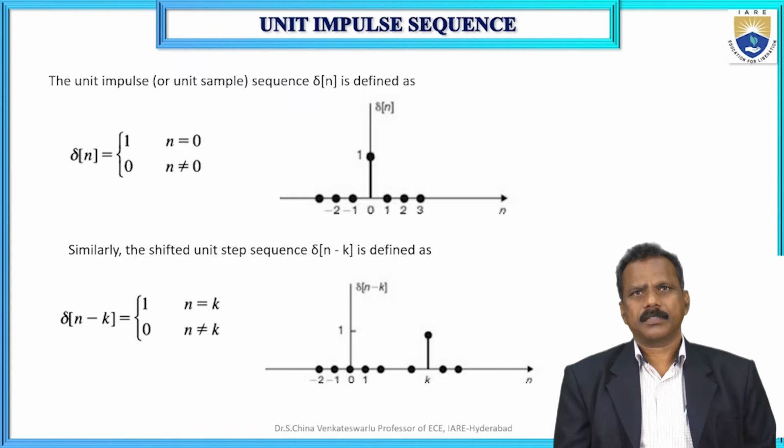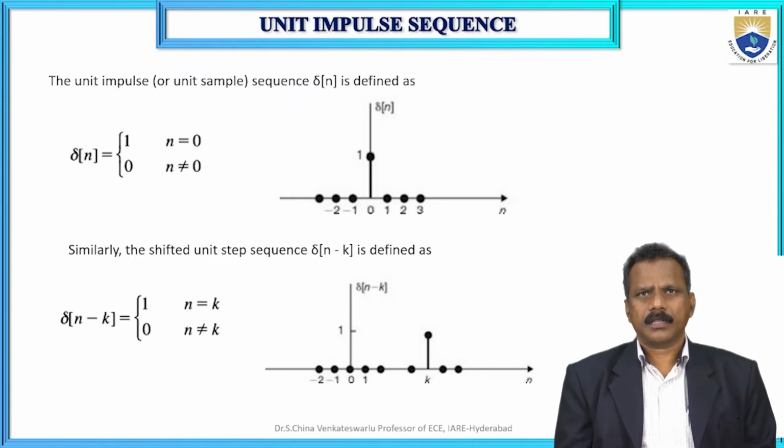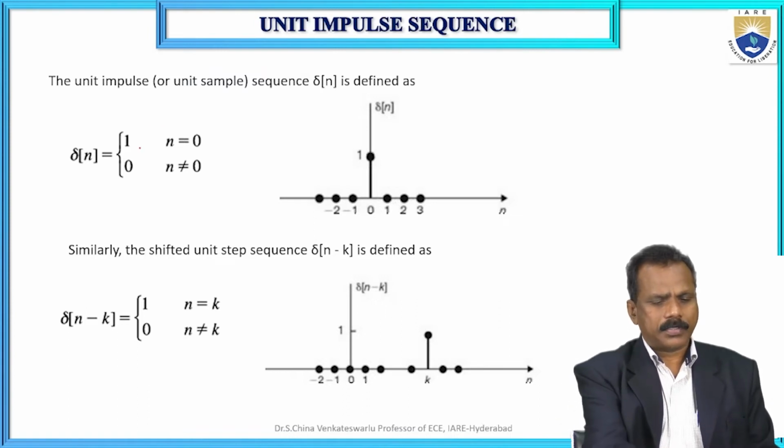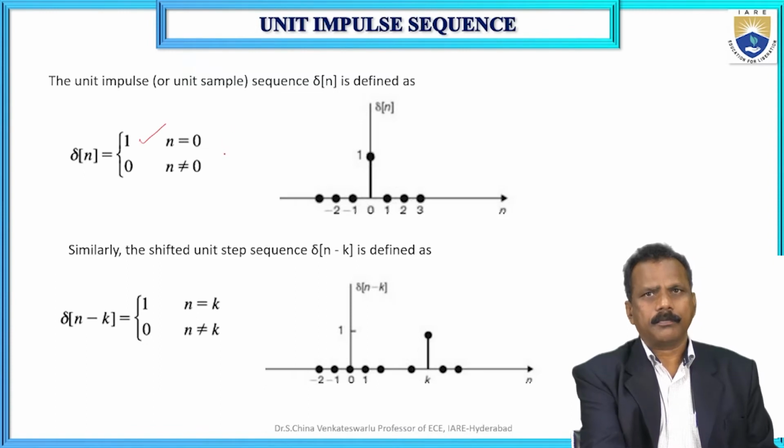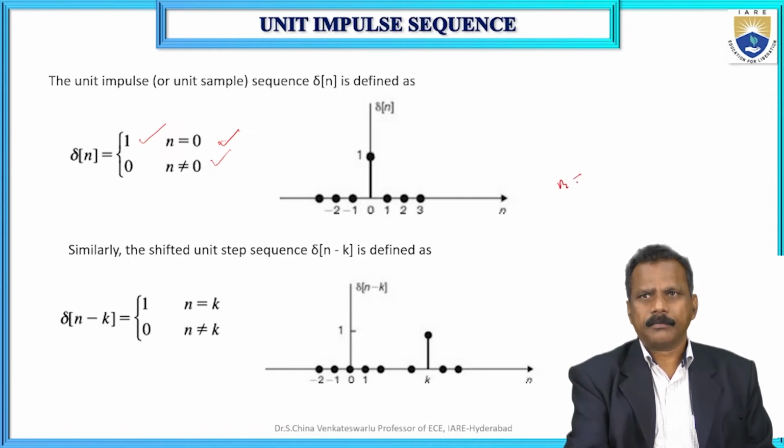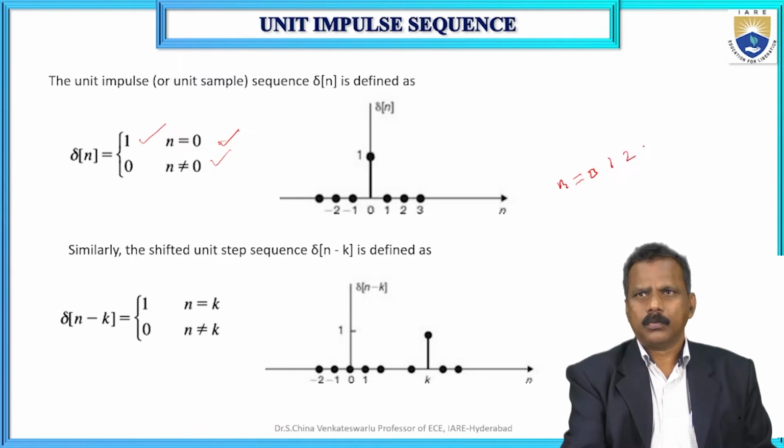Next, the unit impulse sequence, or we can consider it the unit sample sequence. The sequence is denoted by delta of n, and it is defined as delta of n equal to 1 where n is equal to 0, and delta of n equal to 0 where n is not equal to 0. Here we substitute the values n equal to 0, 1, 2, 3, 4 and so on.